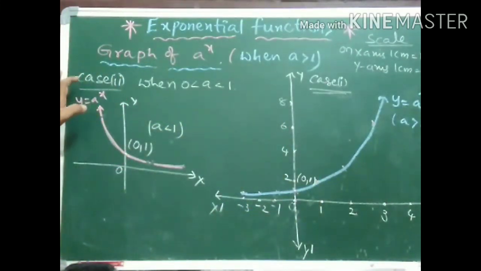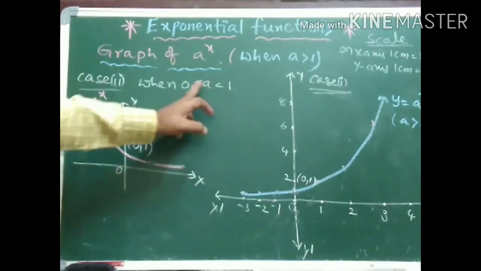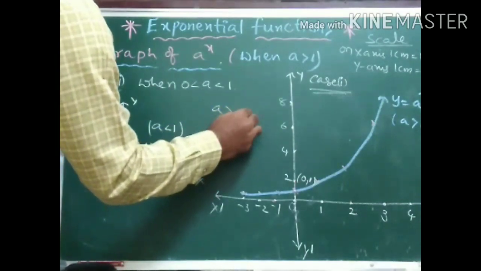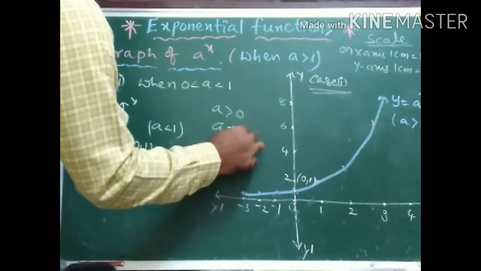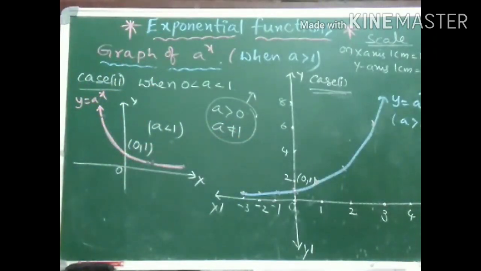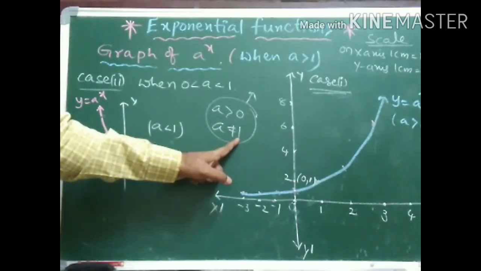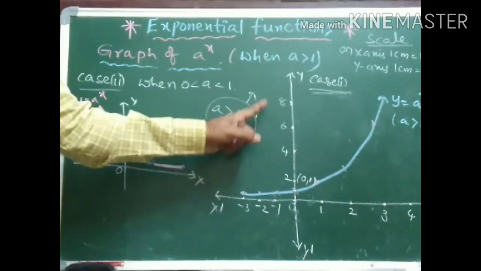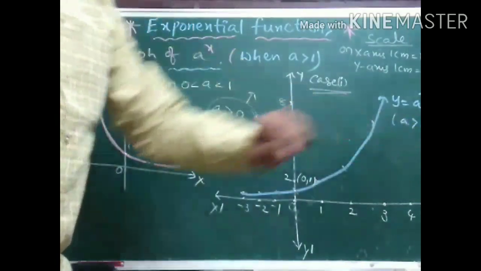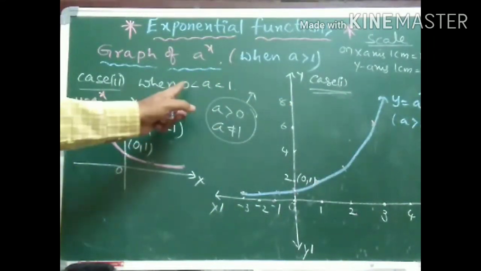And coming to case 2, that is when a lies between 0 to 1, isn't it? Because we discussed it clearly, no? a should be greater than 0 and a should not be equal to 1. Then only is the exponential function defined. So greater than 0 and not 1. That's why in between 0 to 1 and next to 1, after, greater than 1. So this is the case greater than 1 and this is the case when a lies between 0 to 1.